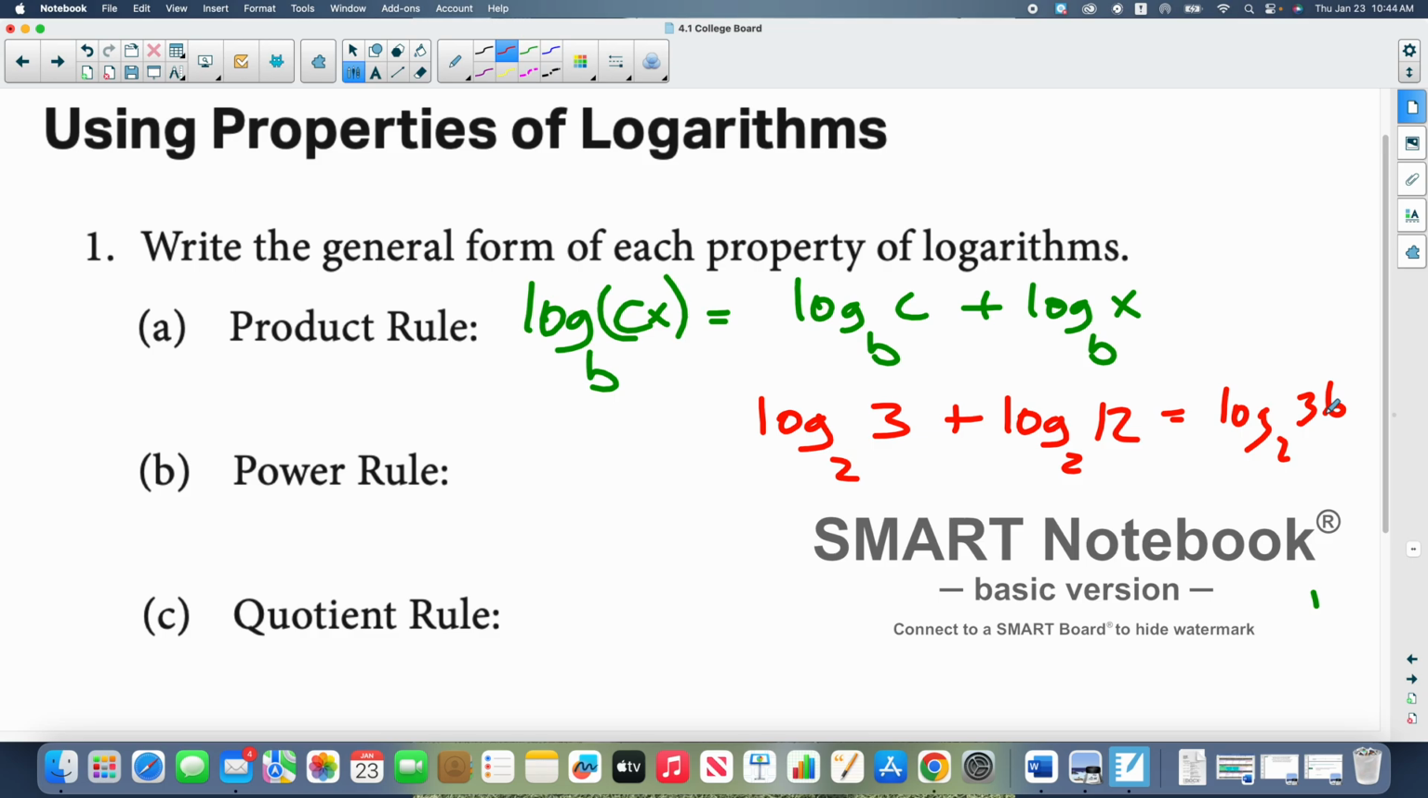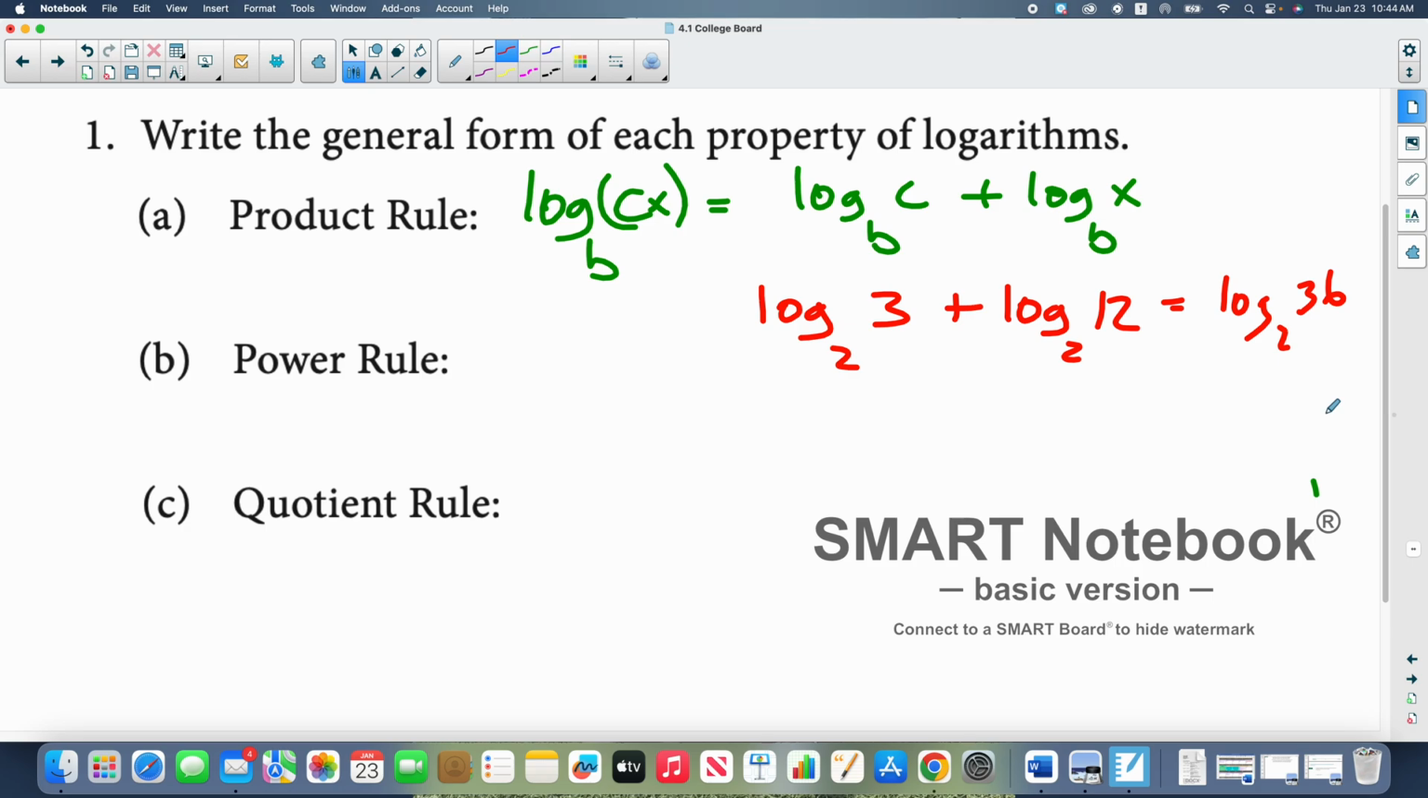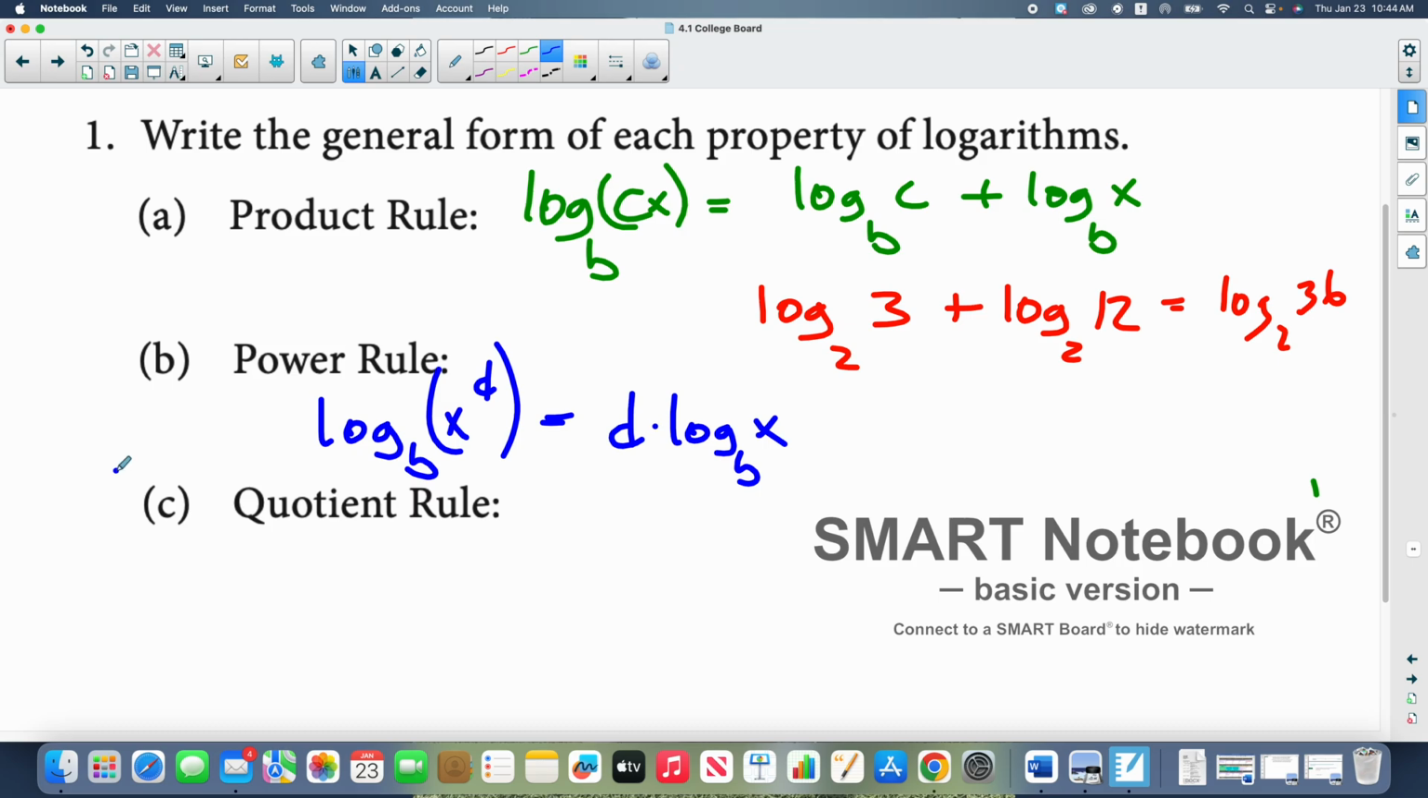Now, the other property. The power rule is the other one that we discussed today. So the power rule is log base b of x to the d power. And we could simplify it, or we could rearrange it by doing what? Taking the d and multiplying it out front. Yep. d times log base b of x. So those two things are the same there. And we could go back and forth. We could put the d there. We could put it back if we need to.